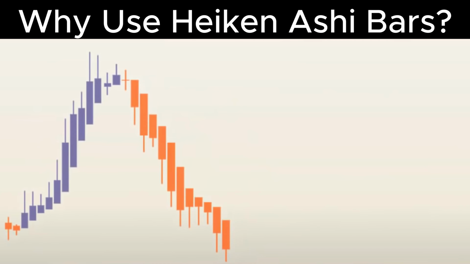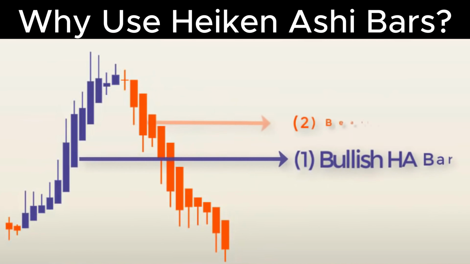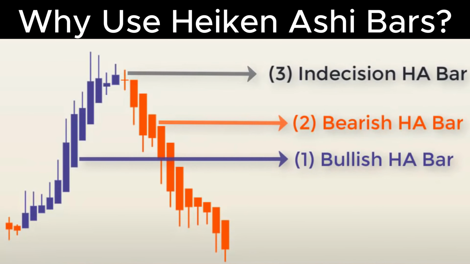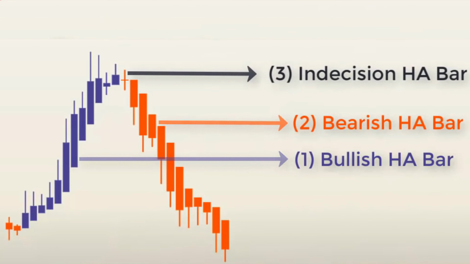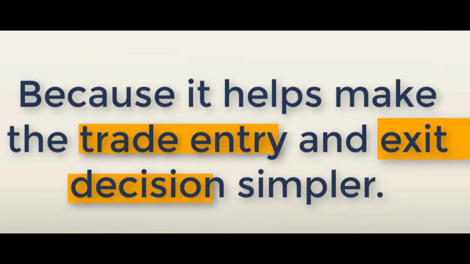Why use Heiken Ashi bars? Now that you know what Heiken Ashi bars are and you know the 3 different types of Heiken Ashi price action patterns, the question you might be asking right now is, why use the Heiken Ashi bars for our trading? And the answer is because it helps make the trade entry and exit decision simpler.